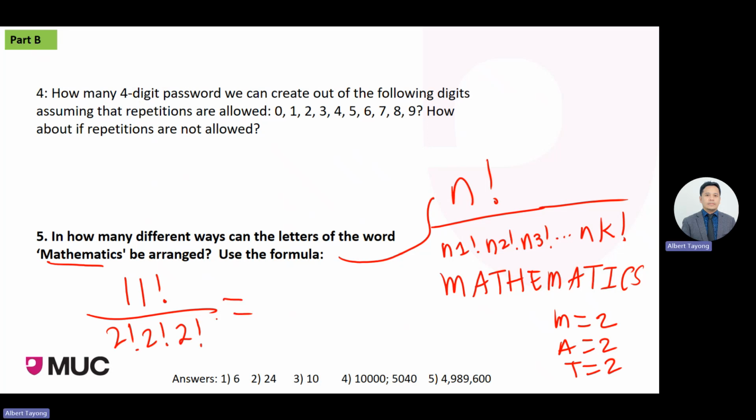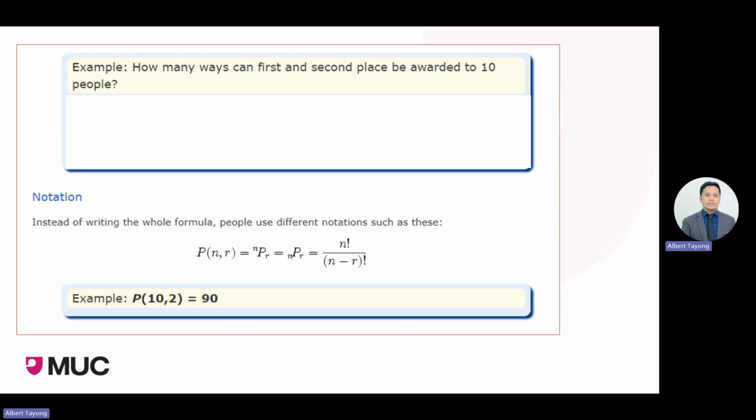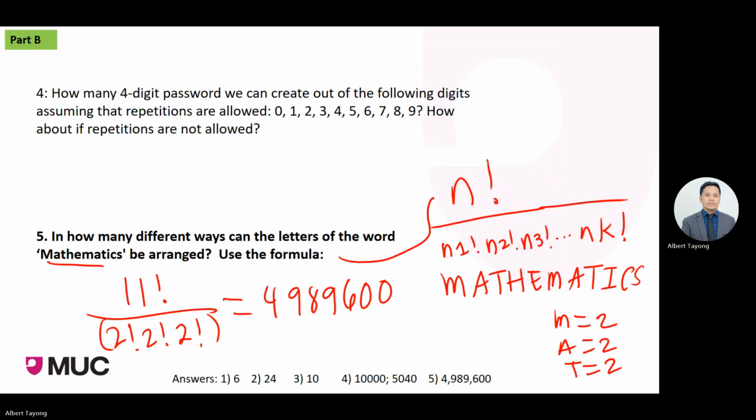So open and close parentheses here so you will get the correct answer. So you will have 4,989,600 permutations possible. Actually, these are the number of permutations, different ways of rewriting the letters in the word mathematics.